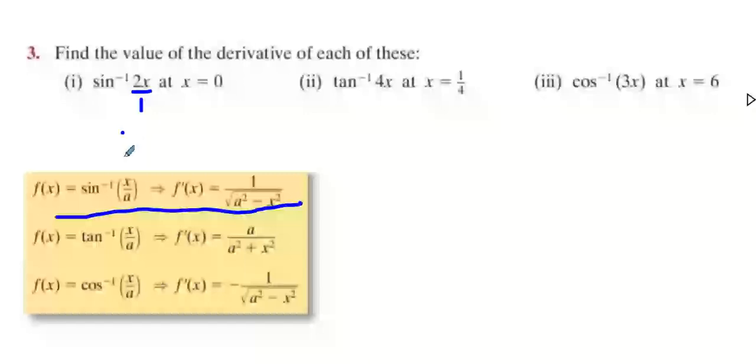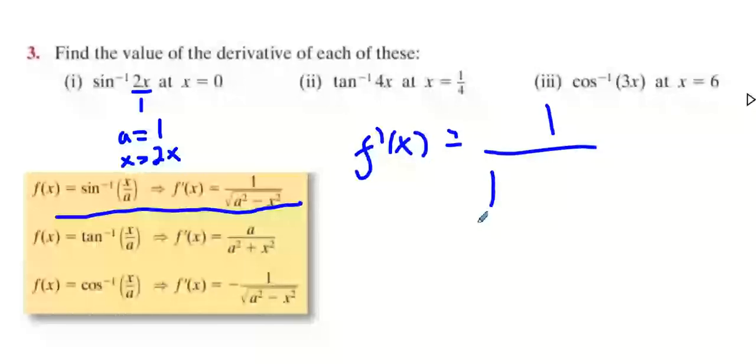That means my a value is 1. And anywhere there used to be an x, there's now a 2x. Is that okay? So here's what we're going to do. We're going to follow our formula strictly. It's going to be 1 divided by the square root.